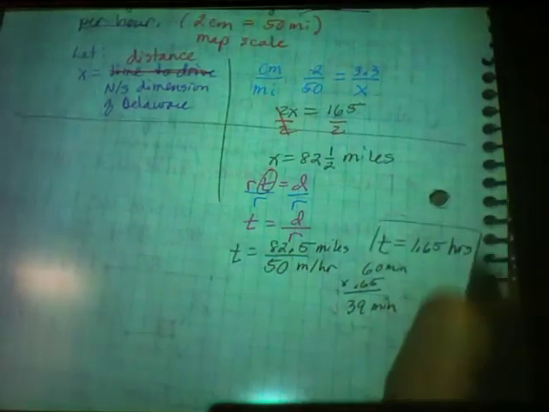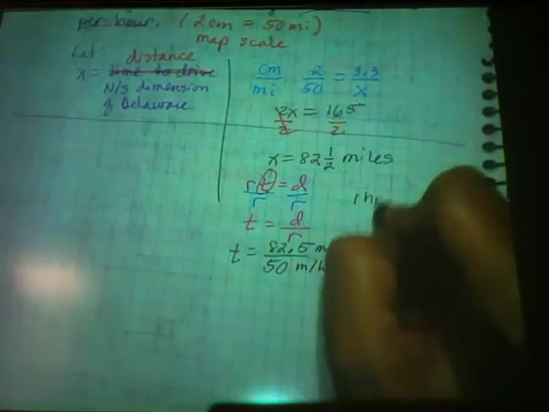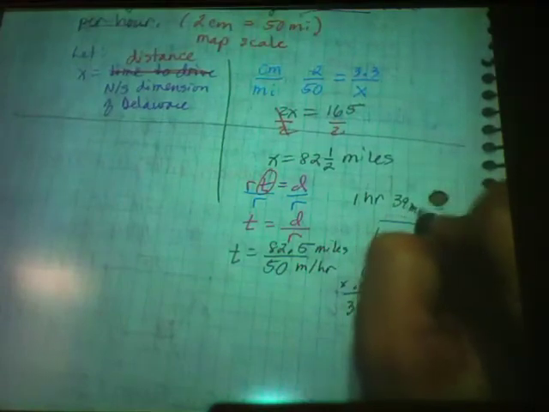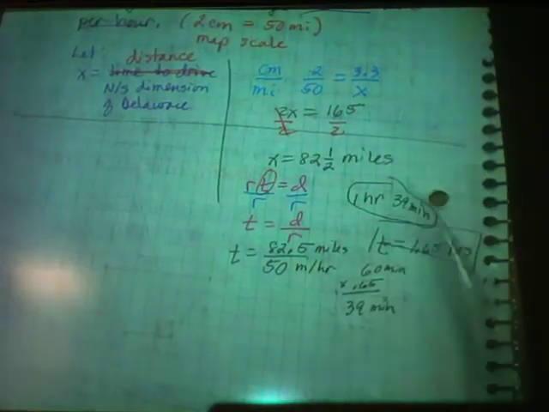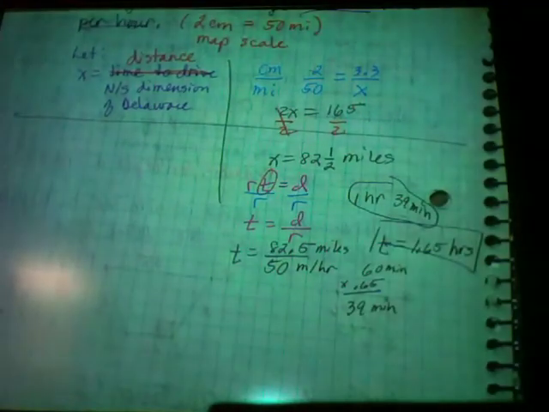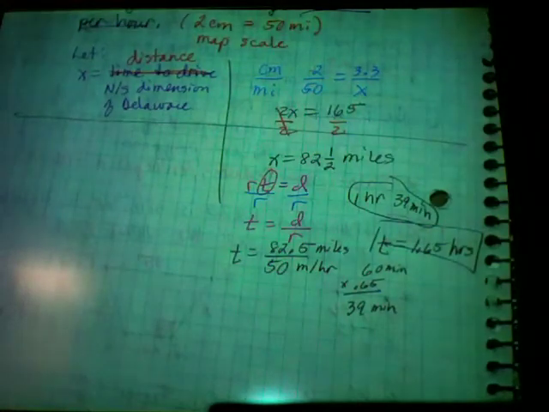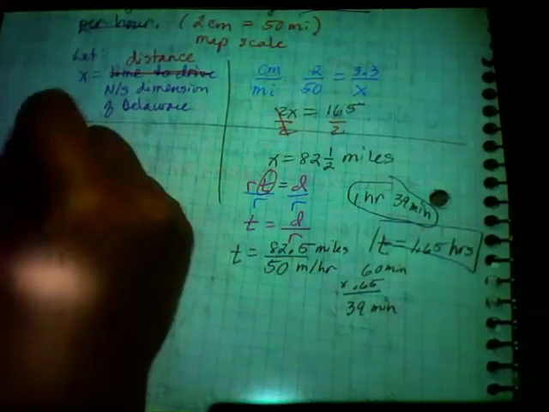So this is either your answer, or you could have 1 hour and 39 minutes. It depends on what they're asking for. If they ask for the answer in hours and minutes, then you have to convert that decimal portion into the minutes. Just take it and multiply it to 60. So write your therefore statement.